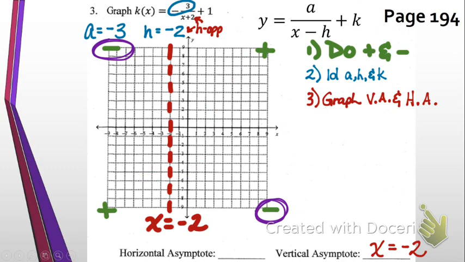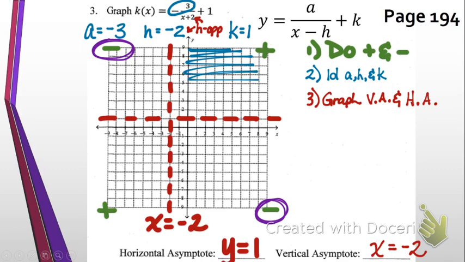I still need to know K. What's our K value? K is 1. So what's that telling me? Yep. Horizontal side to side, y equals 1. So I'm going to go to the y-axis at 1. We're going to go back and forth.